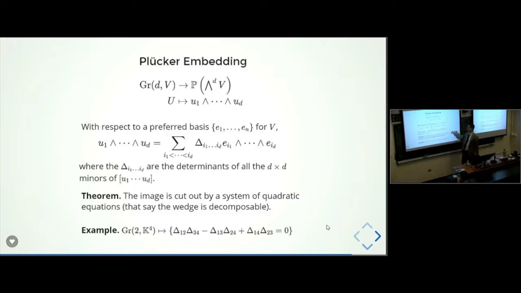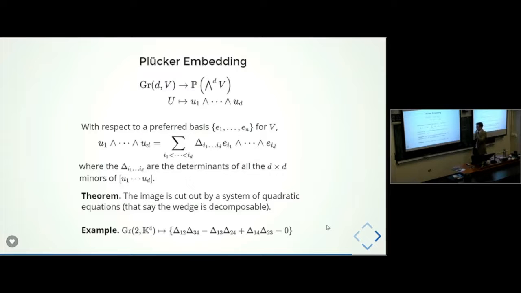And then the theorem is that if you take the image of this map, that is determined by a system of quadratic equations. What those quadratic equations effectively say is that this wedge is decomposable, so it's not a sum of two different things, that you can reduce it just as a wedge of a bunch of vectors, not as a linear combination of wedges of vectors. And in this case, where you have two-dimensional subspaces of a four-dimensional vector space, you just get a single equation that looks exactly like this. And so this tells you, okay, this is a smooth projective variety.